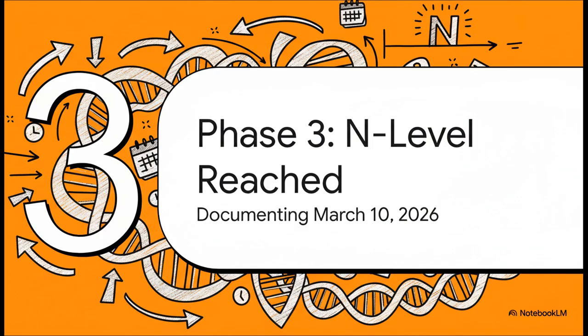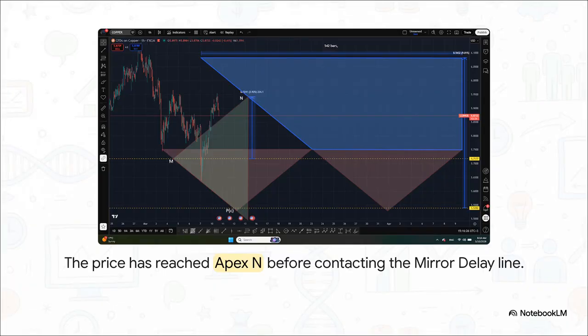All right, now we're going to jump forward in the timeline. We're moving ahead to the documentation from March 10th, 2026. This date is significant because it marks the completion of phase 3, which is when the price reached the N level. And this chart illustrates that event perfectly.